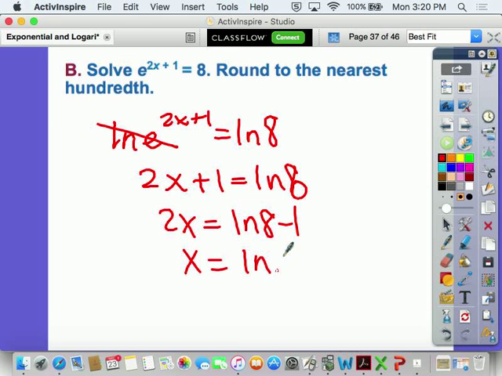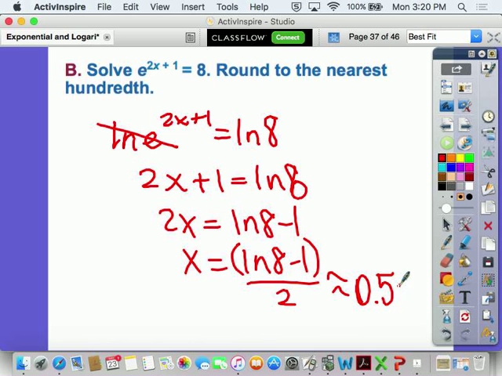Divide both sides by 2, and this is exactly what you type into your calculator. Being very careful that if you decide to type this entire thing into your calculator, you have to put parentheses around your numerator. So we'll have the ln of 8 minus 1, divide that by 2, and you'll get about 0.540 if you round to 3 significant figures. Oh wait, no, it says round to the nearest 100th, so it'd be 0.54.